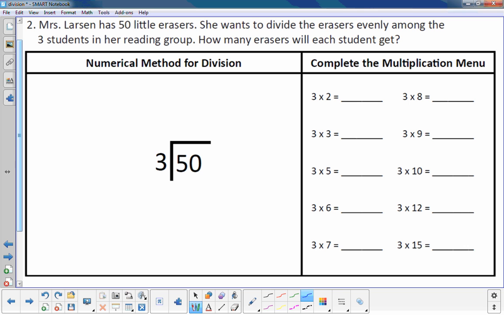I'm going to do the multiplication menu for 3. So the 3 represents how many students, and the 2 represents how many erasers each student would get. So 3 students, and if they each got 2 erasers, that'd be a total of 6 erasers. That's what those numbers represent. So 3 students, each getting 3 erasers, would get a total of 9 erasers. 3 students, each getting 5 erasers, is a total of 15 erasers. That's what that means, and we talk about that in class so we understand the problem better.